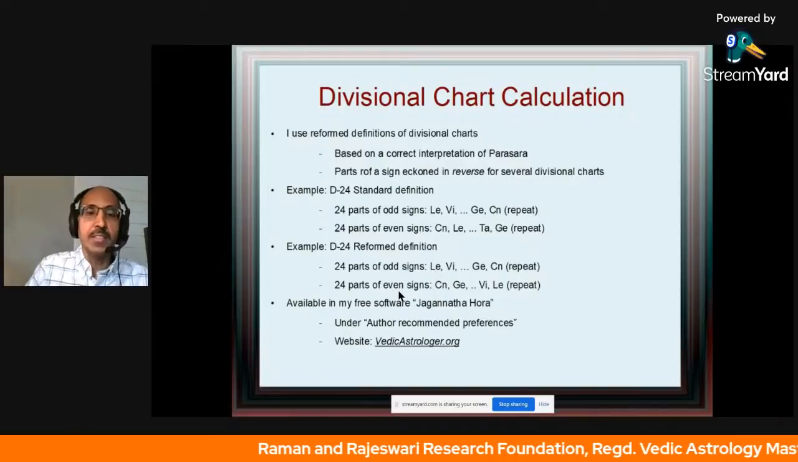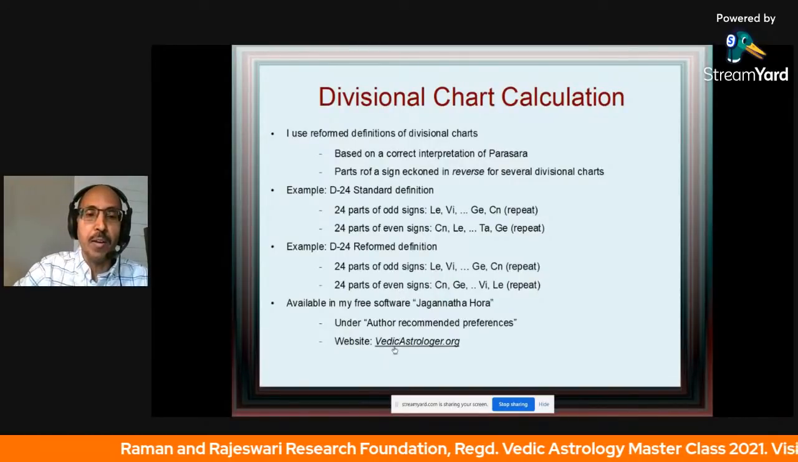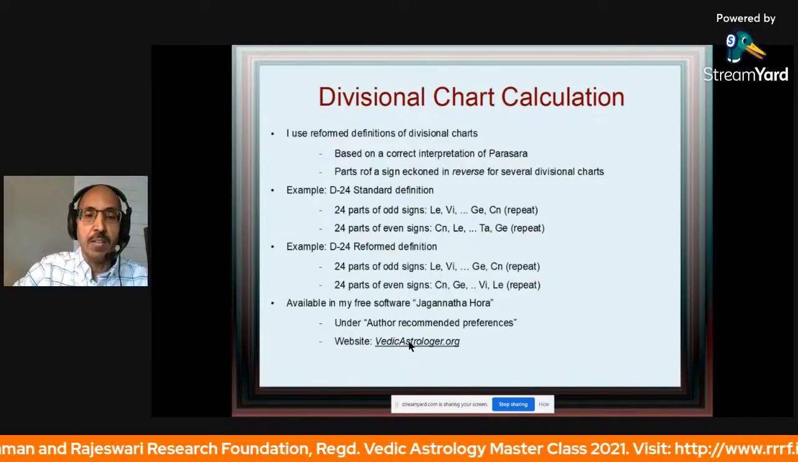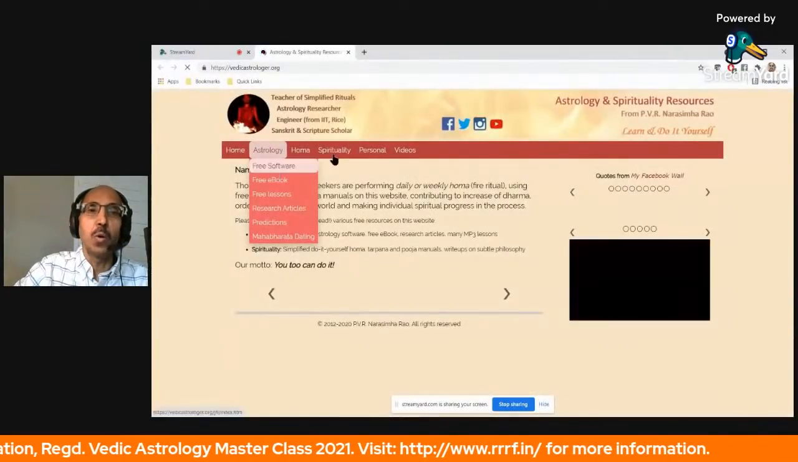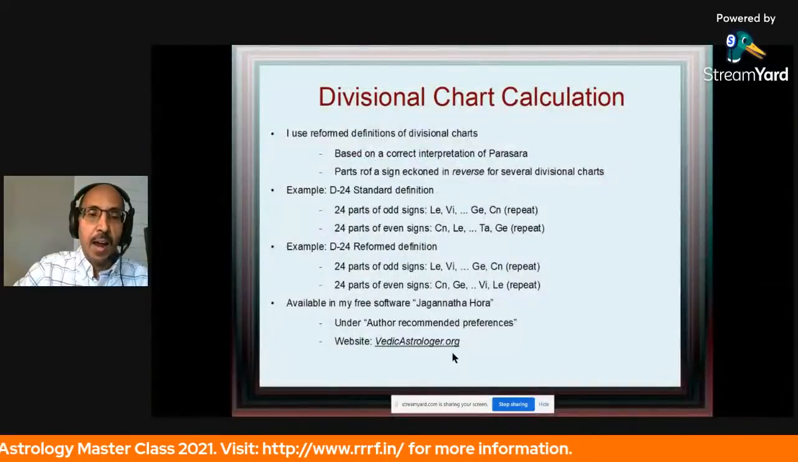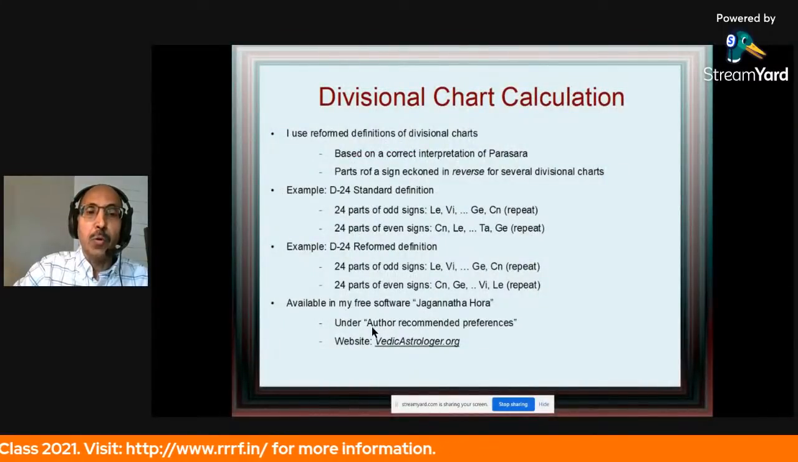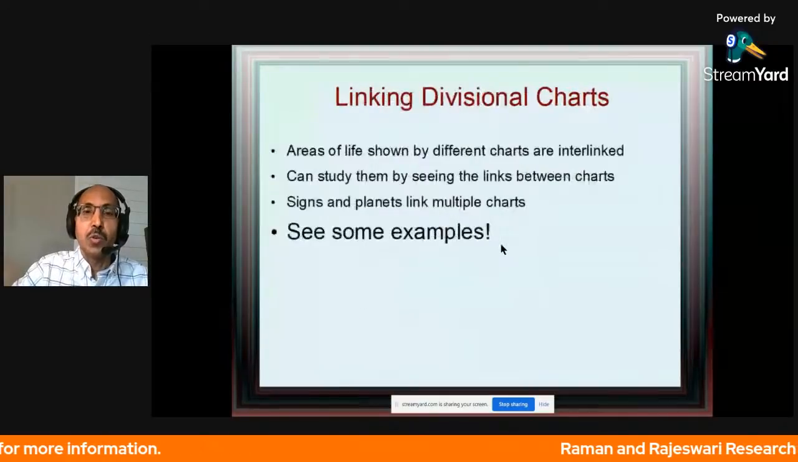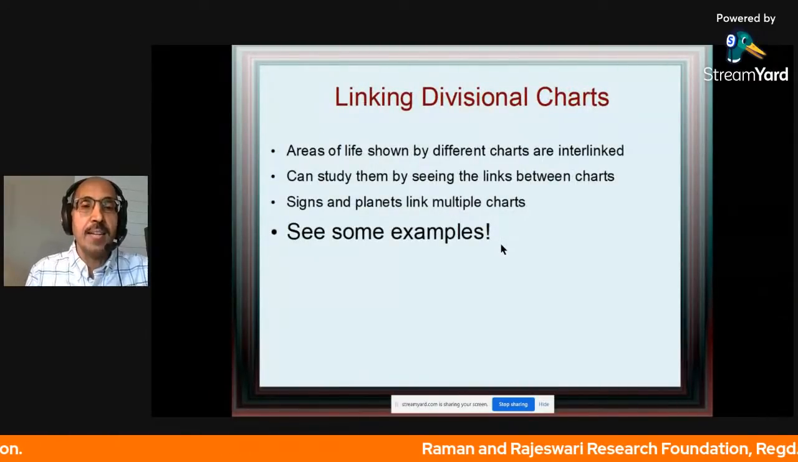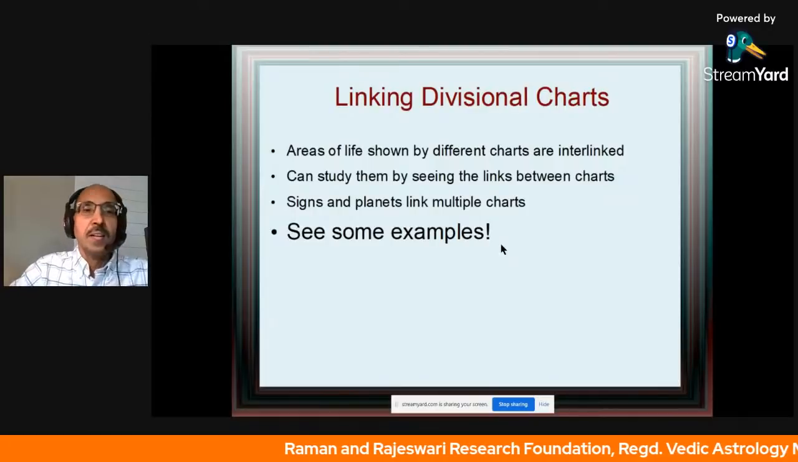So if you want to use this, you can use my free software. It's available on vedicastrologer.org. So you can go to vedicastrologer.org and download the free software, Jagannatha Hora. And if you use author recommended preferences, it will give you these options. One last slide, and then we'll jump into examples.